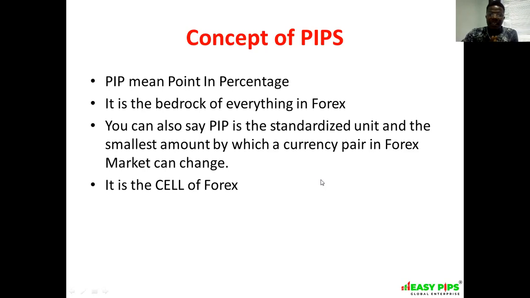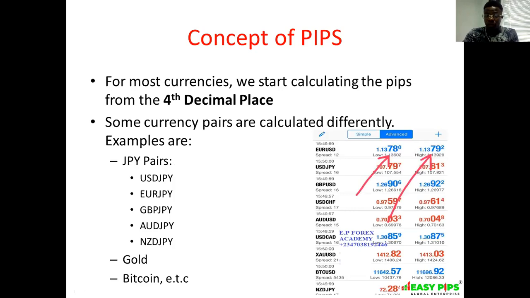So it's the smallest amount by which a currency pair can change. It is like the cell of Forex. You know what cell means? Cell is the smallest unit in the body. So let's get to the calculation of pips now. For most currency pairs, you calculate pips from the fourth decimal place.